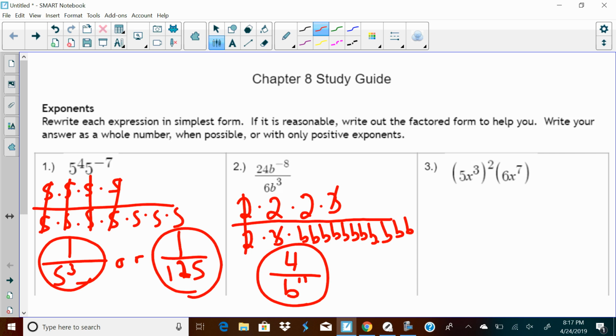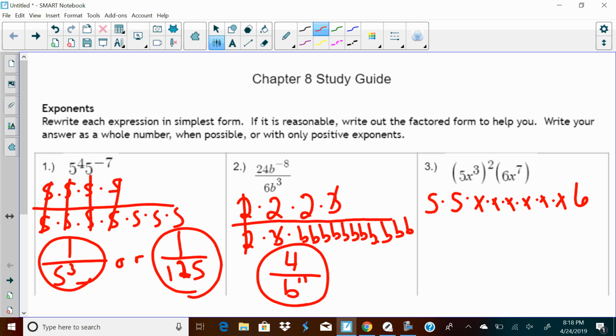For C, problem number 3, 5x cubed to the 2nd power, 6x to the 7th. So this means that I have 5x cubed 2 times. So that means I have 2 5s and 3 x's twice. Okay, so it also means that I have a 6 and then 7 more x's.